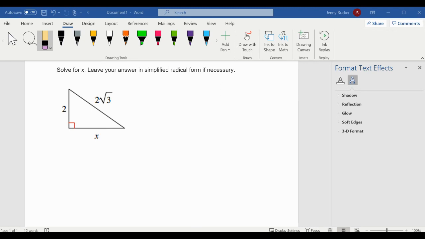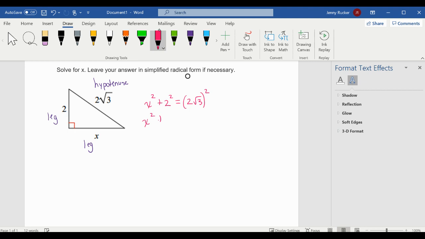Solve for x, leave your answer in simplified radical form if necessary. x is the length of a leg, and 2 is the length of a leg. 2 square root of 3 is the length of the hypotenuse. The Pythagorean theorem tells us that leg squared plus leg squared is equal to the hypotenuse squared. So we will do x squared plus 2 squared is equal to 2 square root of 3 squared.